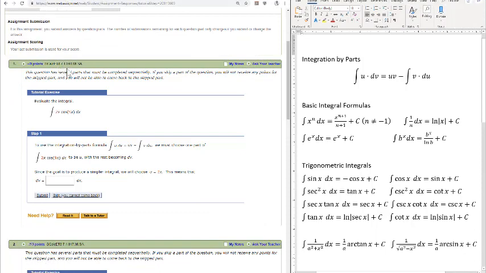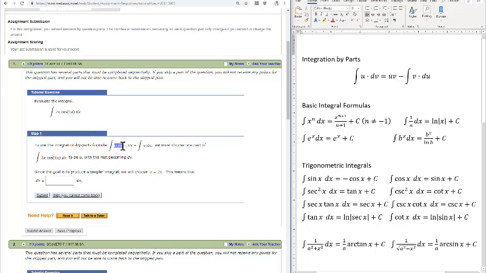This is a problem from your lab assignment, section 7.1. This is problem number 1. They want us to evaluate the integral of 2x times sine 9x dx. And in this case, we have a product of two things, so we're going to use integration by parts.